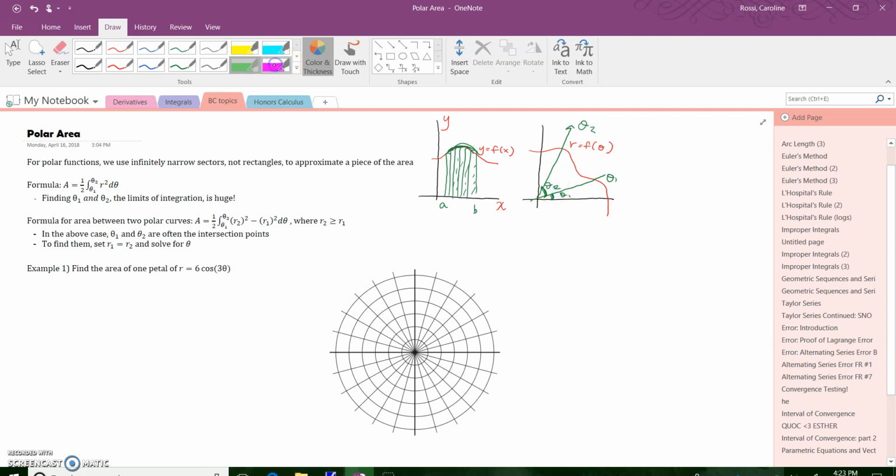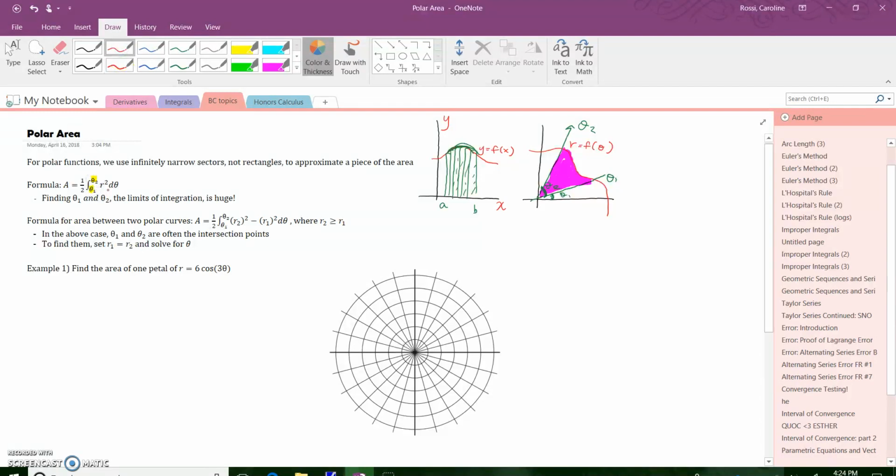So in polar, we're not really finding the area under the curve. We're finding the area bounded by our two angles, theta 1 and theta 2, the amount of rotation, and also bounded by my actual function r equals f of theta. So don't think under curve, think spinning around in a circle or going up a spiral staircase, and visualize it like that.